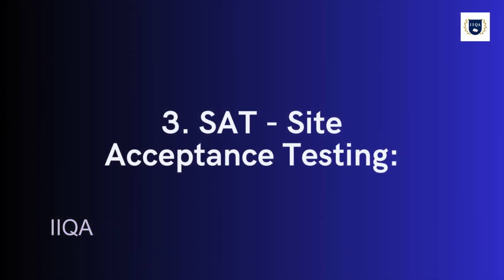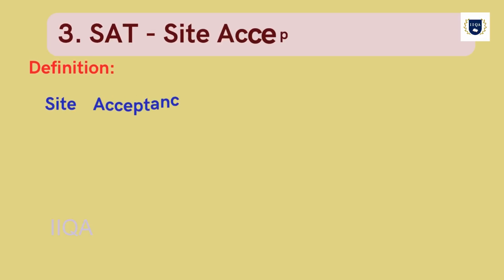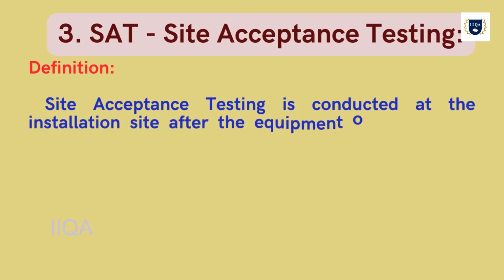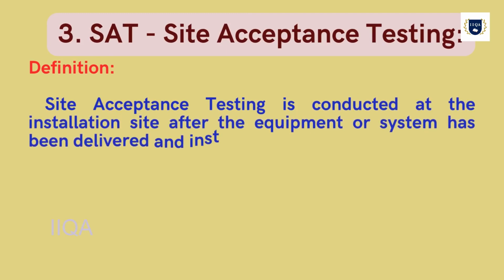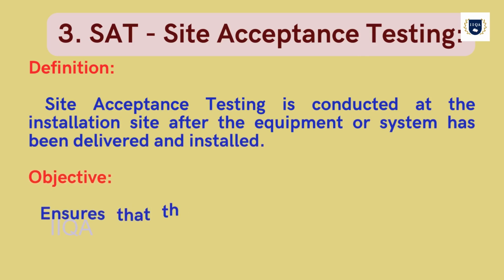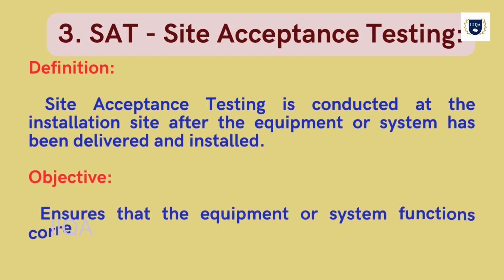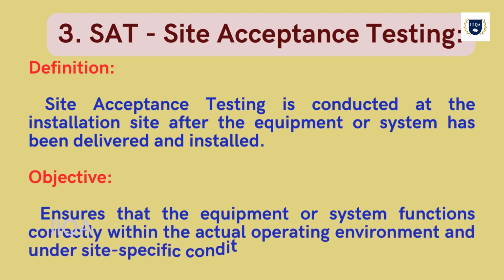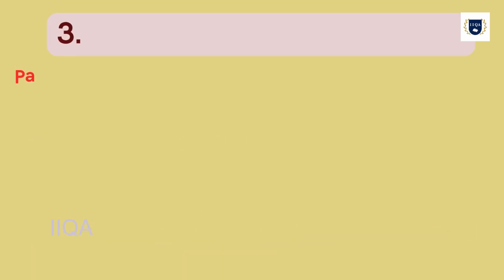3. SAT, Site Acceptance Testing. Definition. Site acceptance testing is conducted at the installation site after the equipment or system has been delivered and installed. Objective. Ensures that the equipment or system functions correctly within the actual operating environment and under site-specific conditions.